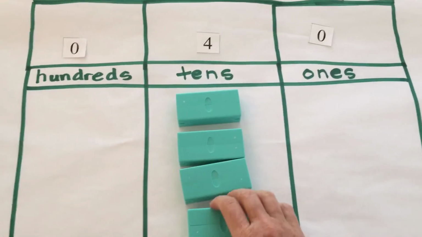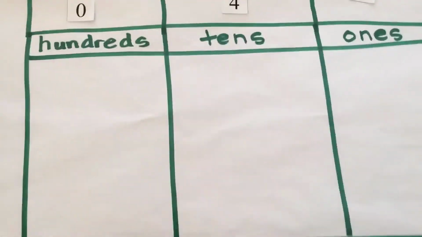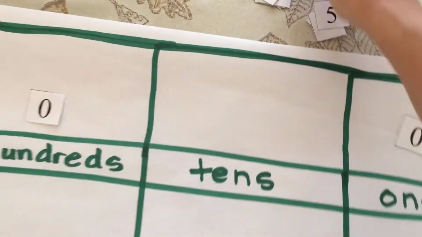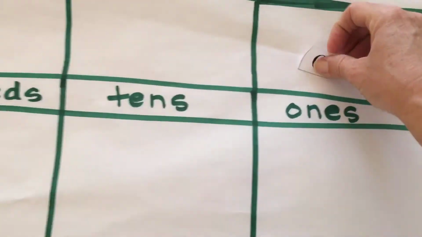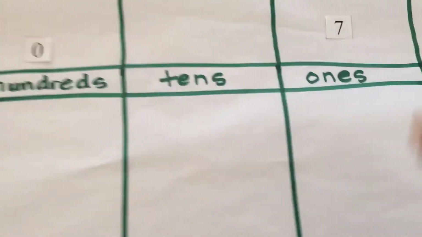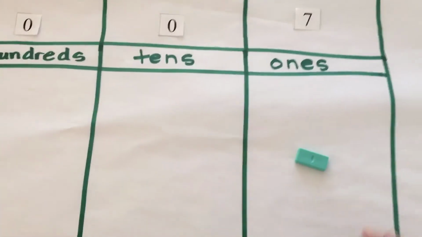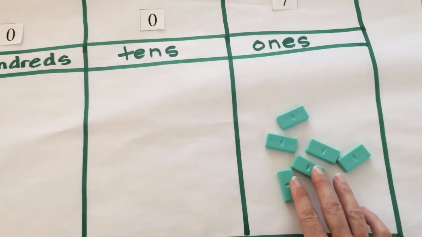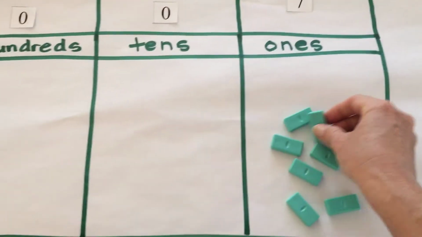4 tens. So let's say I wanted to give them a different question, and instead I wanted to say, show me 7. And then these would be 0 here. Show me 7. Then they would have to know to pick these and put these in here. 3, 4, 5, 6, 7.